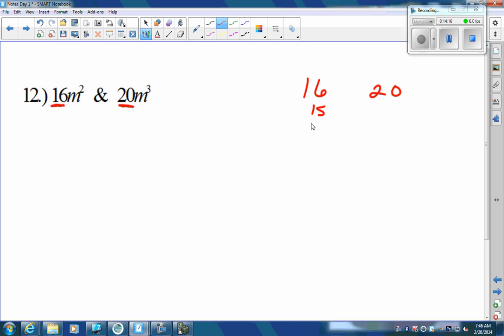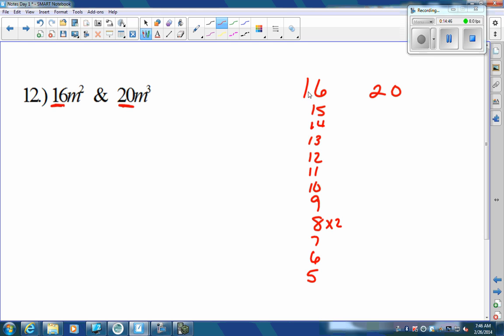15, no. 14, no. 13, 12, 11, 10. 10 goes into 20, but 10 doesn't go into 16. There's nothing times 10 that gives you 16. 9 doesn't work. Ooh, what about 8? 8 times 2. Does 8 go into 20? No. 7. 6 doesn't. Ooh. What about 5?